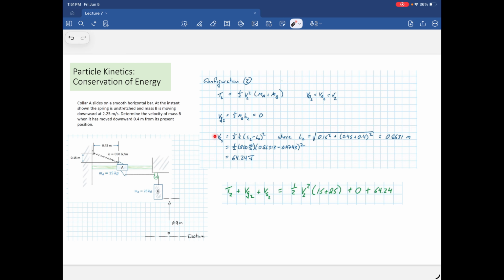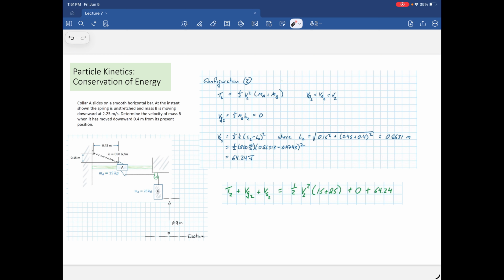And for the spring potential energy, we will have to move mass A here to the right 0.4 meters. The height doesn't change, 0.15, so 0.15 squared plus 0.45 plus the additional 0.4, squared, gives me a length of the spring at configuration 2 of 0.8631 meters.